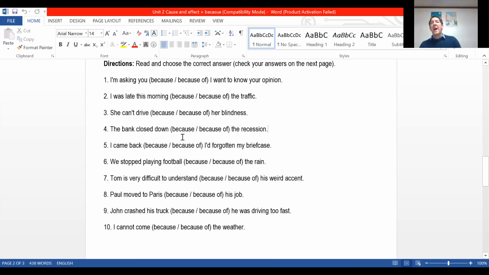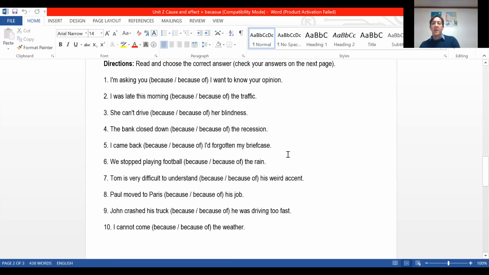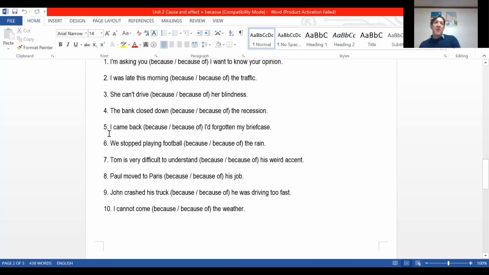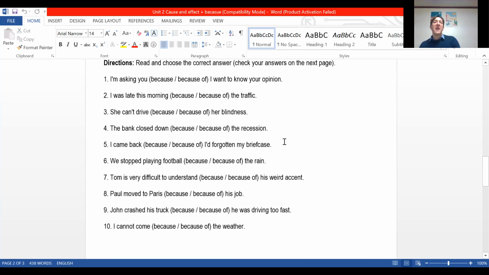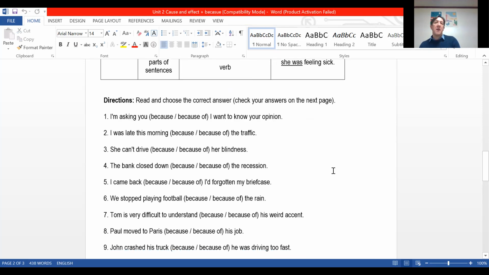The bank closed down because of the recession. The recession, noun. Number 5, I came back because I'd forgotten my briefcase. Subject, I.